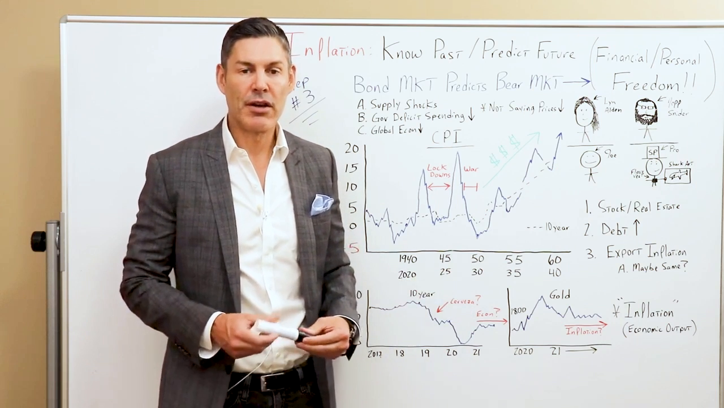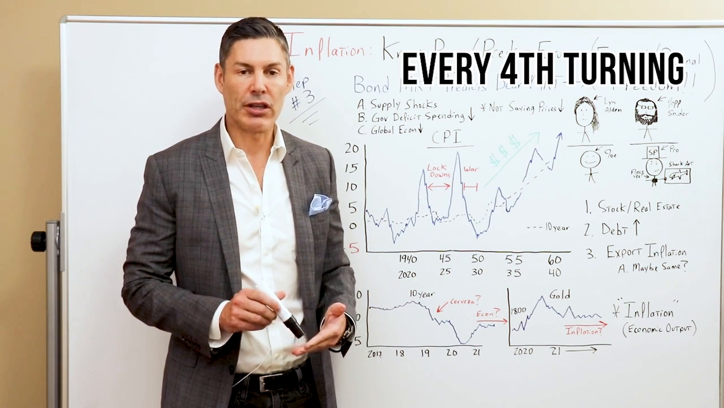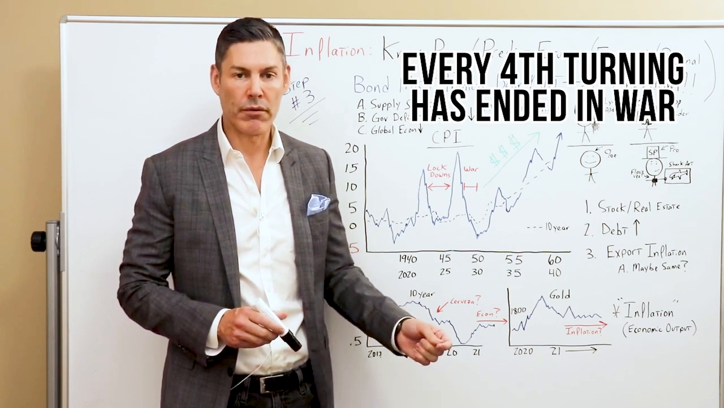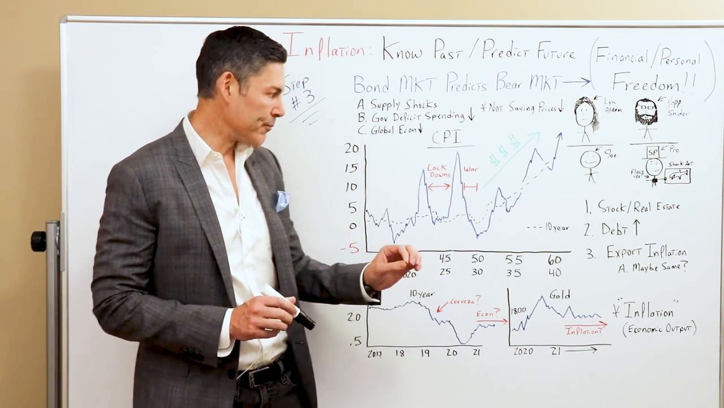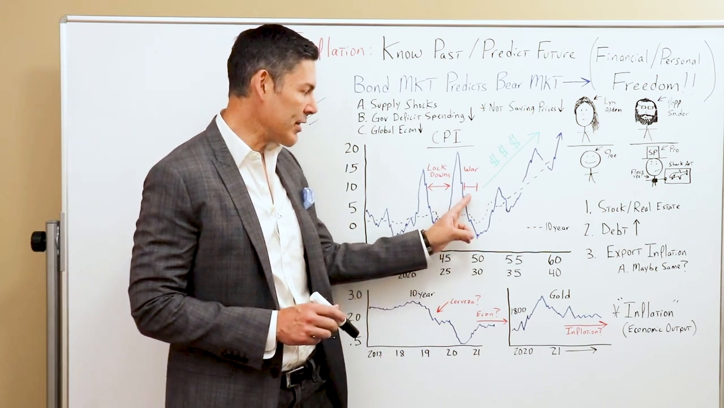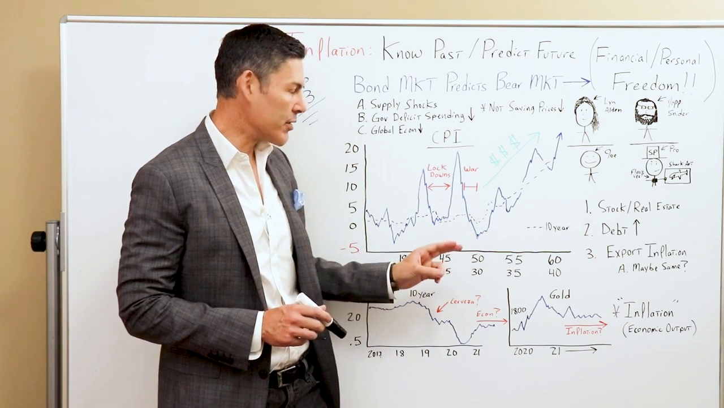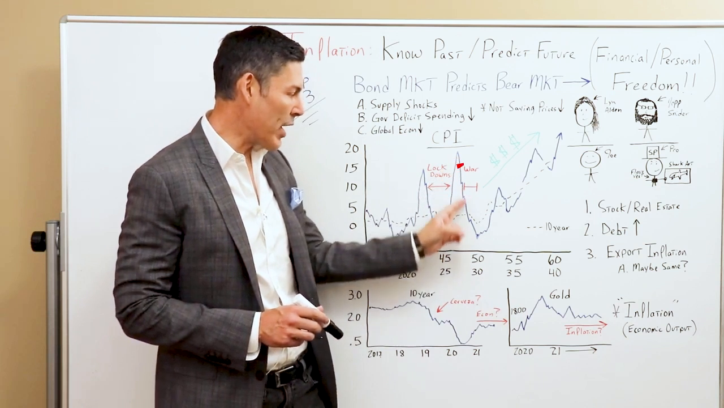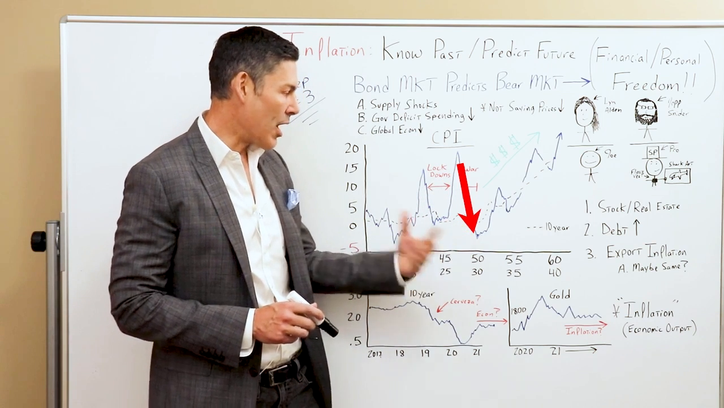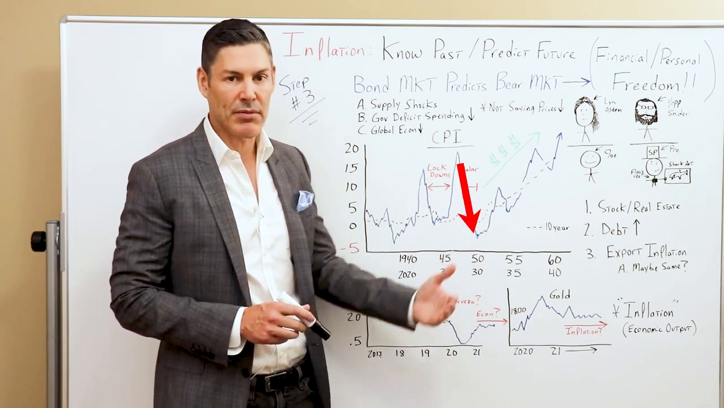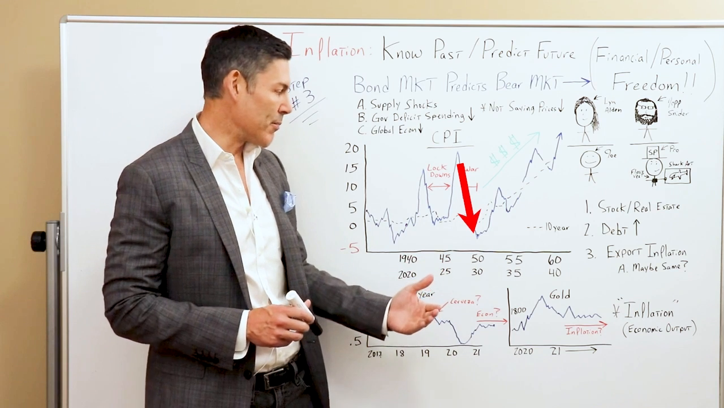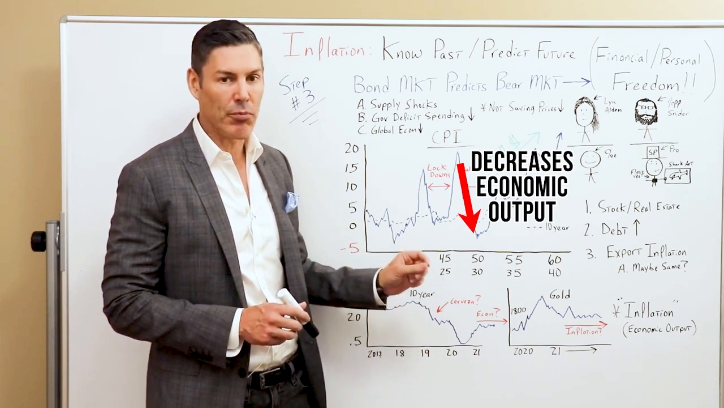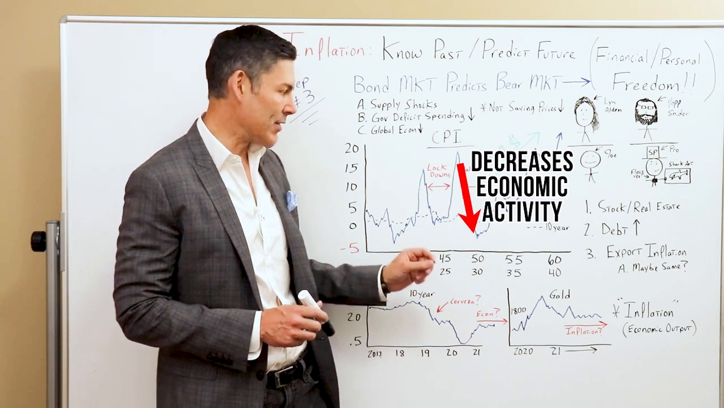All I can tell you is that every fourth turning that we have had in the past has ended in war. So for a moment, let's assume that we get that war that Neil Howe is referring to at the fourth turning. Well, that brings inflation way down. That's definitely lockdowns. Who knows what that does to supply? Who knows what that does to money printing? But that definitely decreases economic output and economic activity.